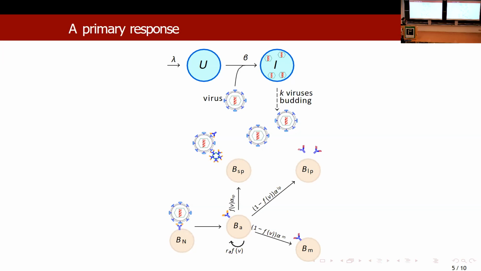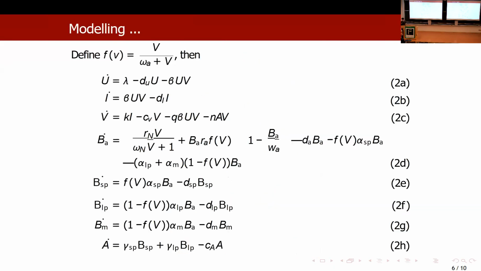And then why does this one look ugly? Because all of this doesn't happen simultaneously. At the beginning, these two pathways are dominant when the virus is low and getting higher, but when the infection is about to be cleared, these two are more dominant. And that's what that function is trying to show. So this is our model.